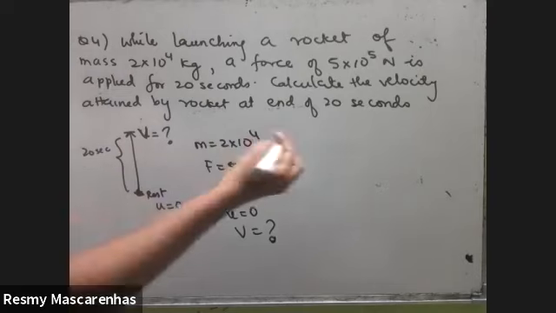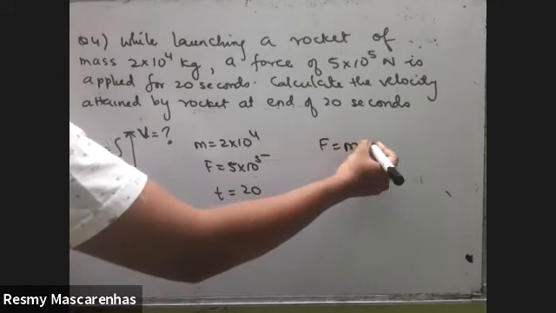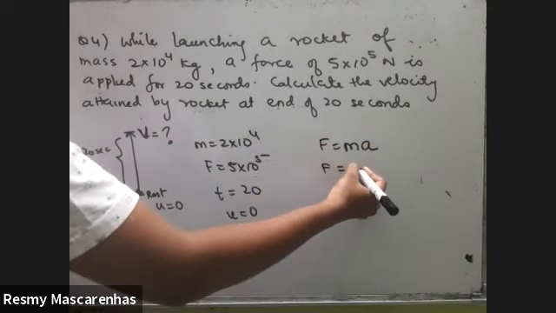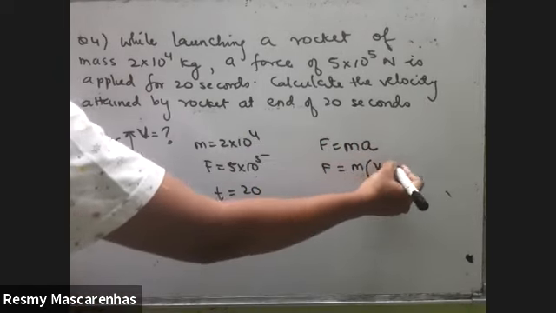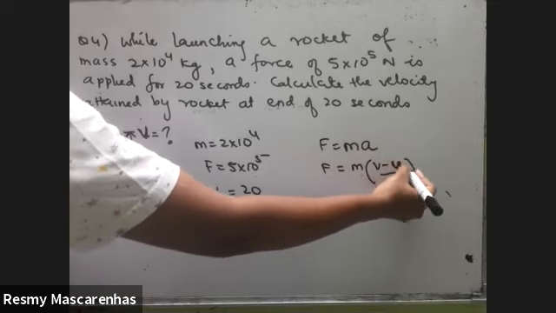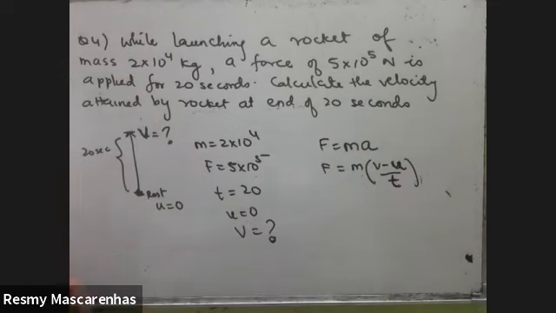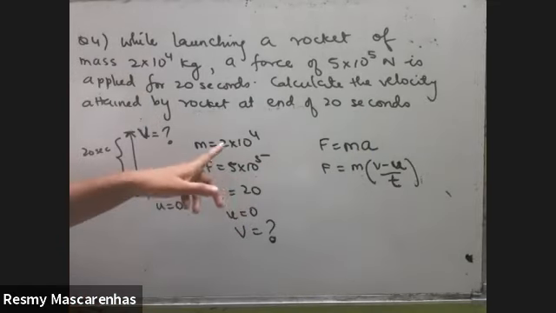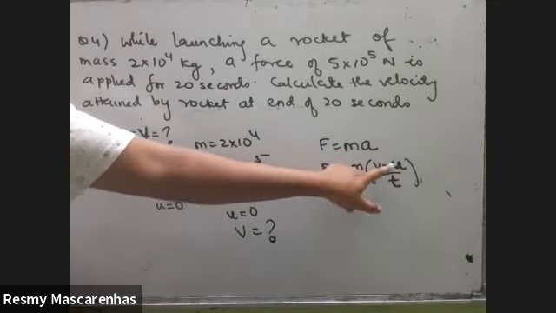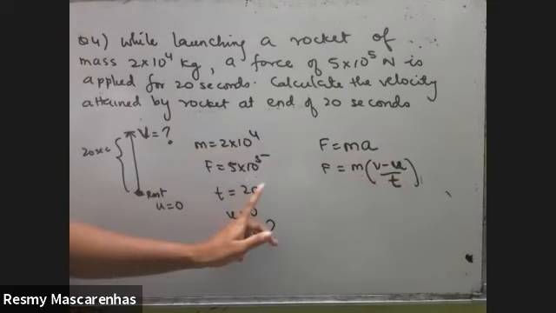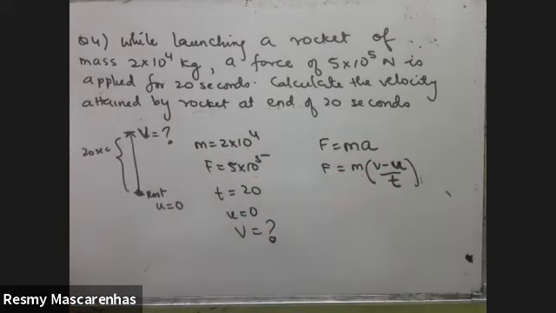The force is nothing but mass into acceleration. Acceleration is nothing but change in velocity upon time, v minus u upon t. That is the acceleration formula. Everything we know now. Force we know, mass we know, v we have to calculate, u is 0, time is 20. Substitute all the values, then calculate.